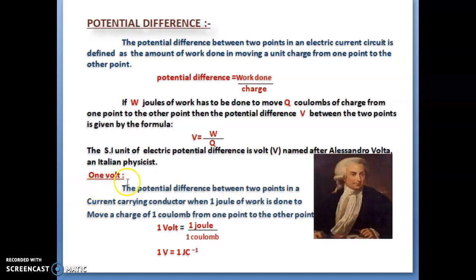Definition of 1 volt. The potential difference between two points in a current carrying conductor is 1 volt when 1 joule of work is done to move a charge of 1 coulomb from one point to the other point. The unit of potential difference is volt, the unit of work done is joule, and the unit of charge is coulomb. So 1 volt is equal to 1 joule upon 1 coulomb, which you can write as 1 joule per coulomb.